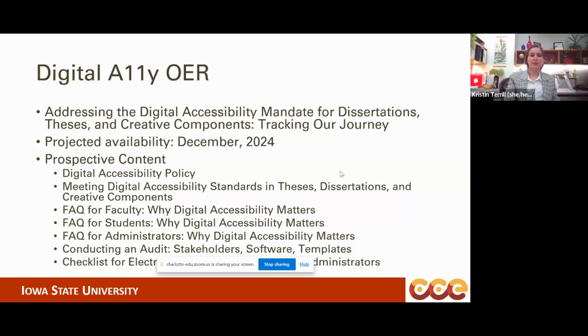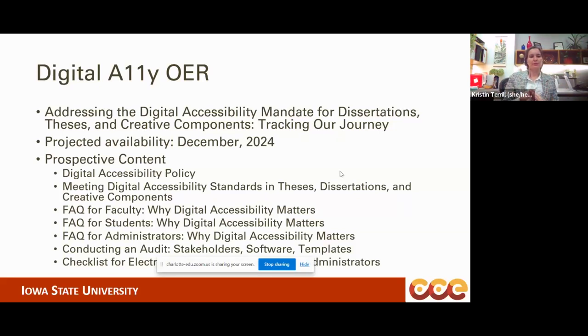Some of the content this book is going to contain is digital accessibility policy, and how to meet digital accessibility standards in theses, dissertations, and creative components. I noticed in the chat during the earlier session, some people were saying we're getting a lot of pushback from students and faculty: why do we need to do these format requirements? We're going to include an FAQ for all of these stakeholders in our open educational resource, one for faculty, one for students, one for administrators. So if they're asking you, why do I have to do alt text? You can refer them to our FAQ.